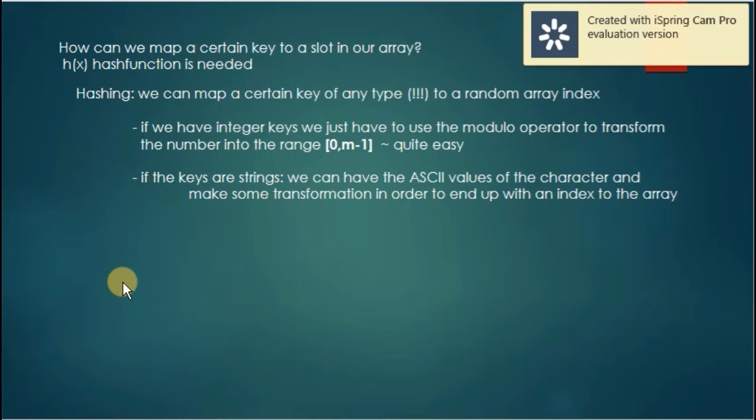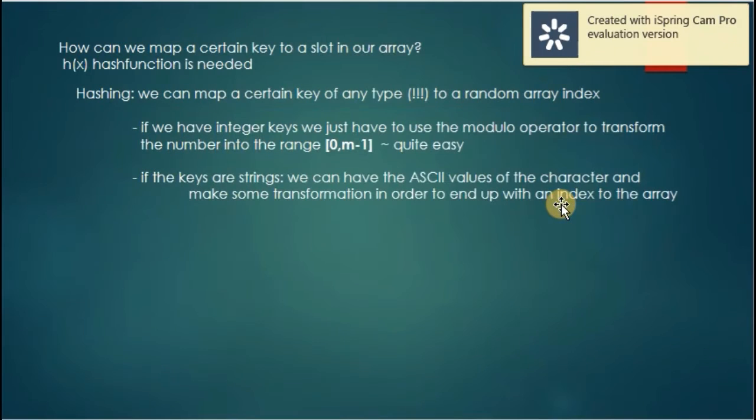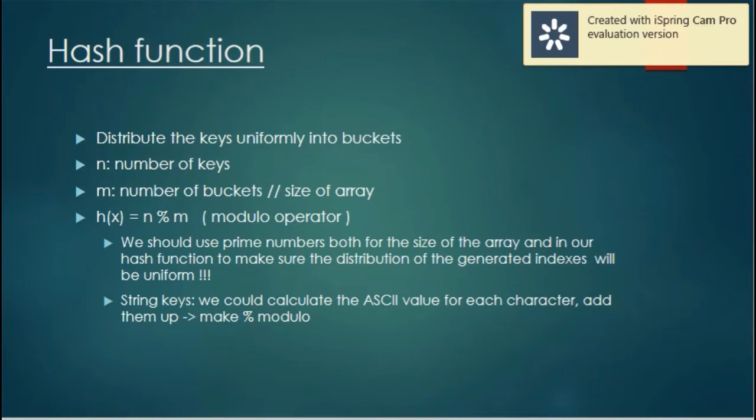With hashing, we can map a certain key of any type to a random array index. So if we have integer keys, we just have to use the modulo operator to transform the number into a range which is 0 to m-1. So if the keys are strings, we can take the ASCII values of the characters and make some transformation in order to end up with an index to the array. That's what the hash function does.